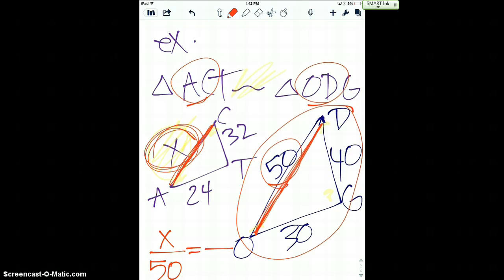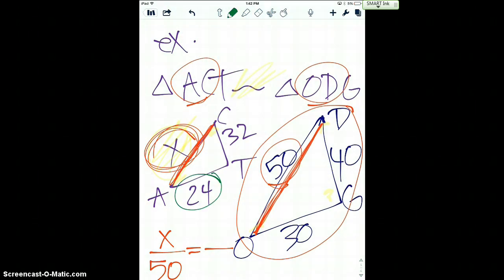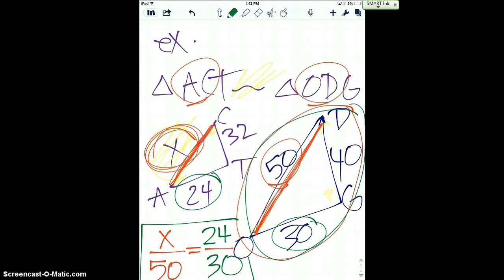Now I'm going to pick another set of sides, and it's up to you which ones you want to do. So X compares to 50, just as, okay, I'm going to pick a different set of sides. Let's say I go to 24. Just as 24 compares to which one on this triangle? To 30. And now I have what we were working on in class. I have a proportion that I can use to figure out what the X value is.